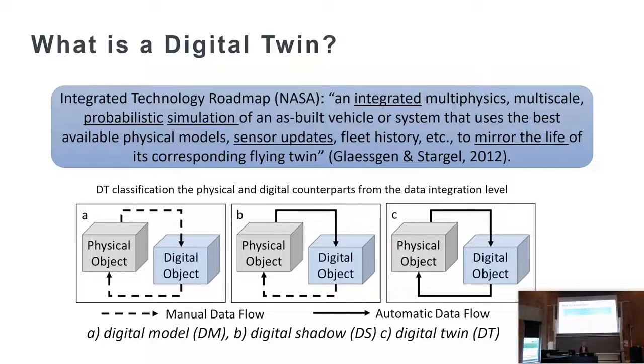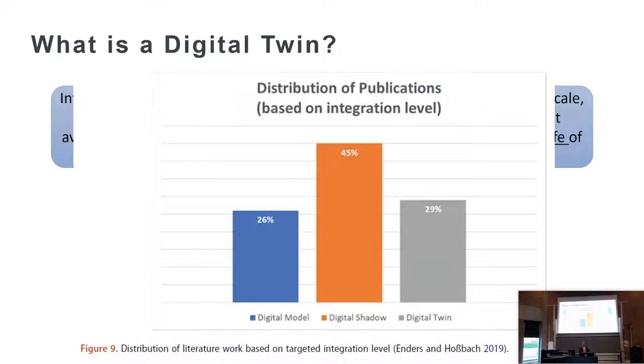One critique, for example, classifies these physical and digital models in terms of data integration. If we simply get data manually from the physical and send the results back from the digital manually, it is not a digital twin, just a digital model. If you gather data automatically but send the results back manually, then it's just a digital shadow. But if we have bidirectional automated data integration, then it's a digital twin. Unfortunately, in the literature, many researchers actually just focus on digital shadows or digital models.